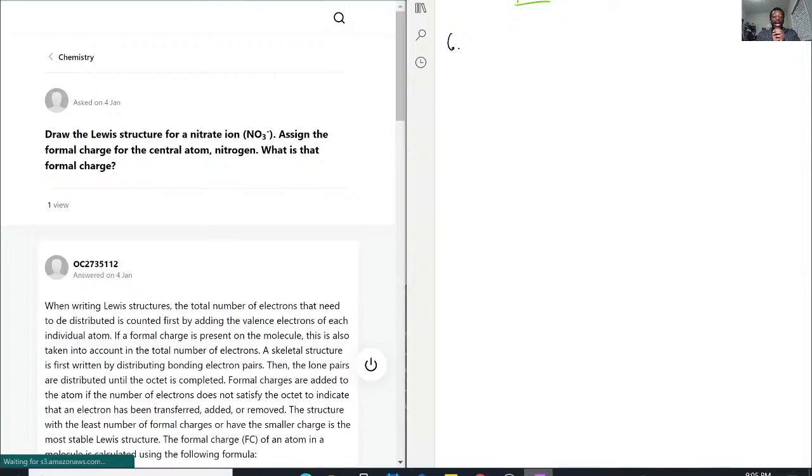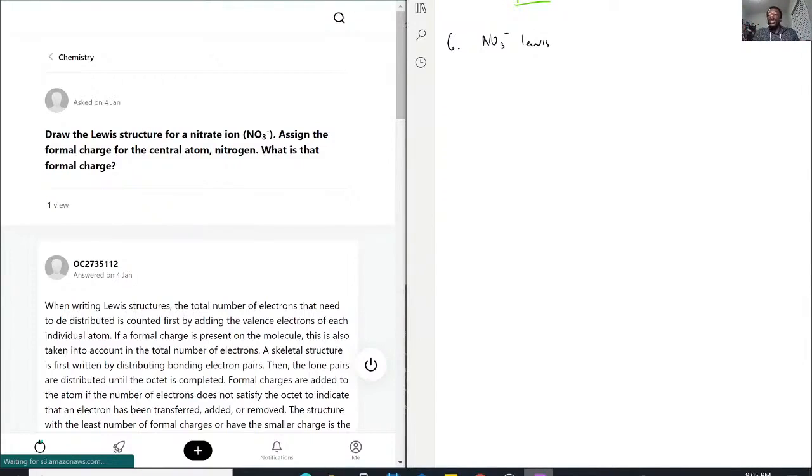We have to draw the Lewis structure for the nitrate ion, NO3 minus. Assign the formal charge for the central atom nitrogen, and then it's asking what is that formal charge. So with that being said, let's go ahead and write this question down: NO3 minus Lewis. Okay, and then we'll also answer the formal charge of the nitrogen.